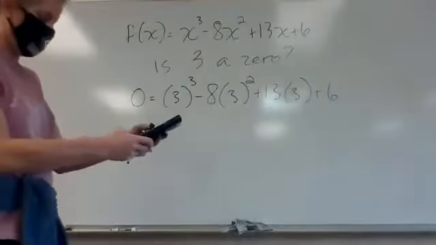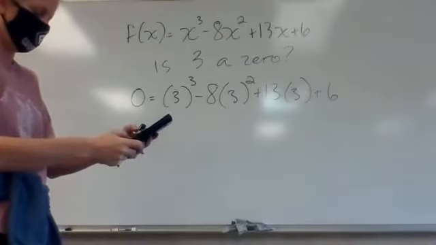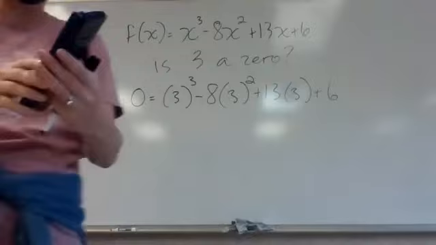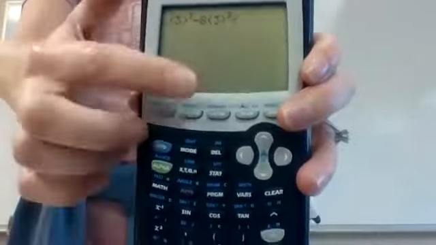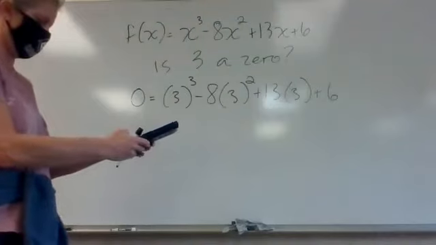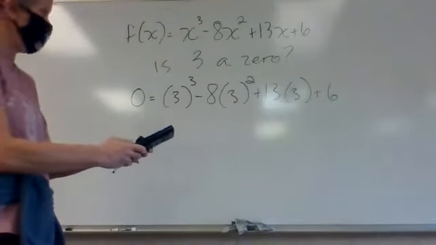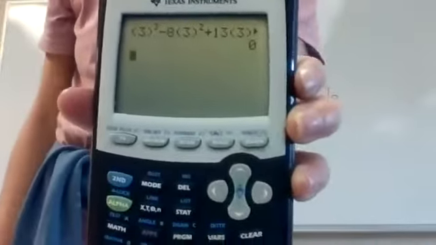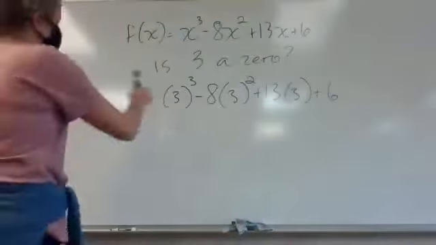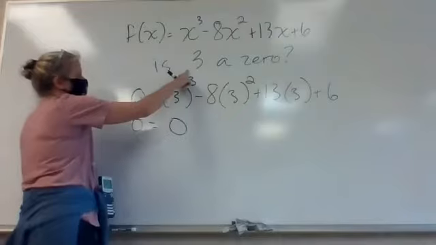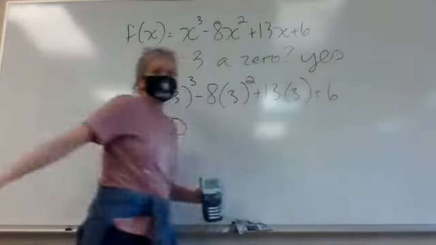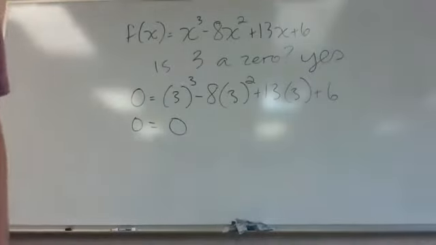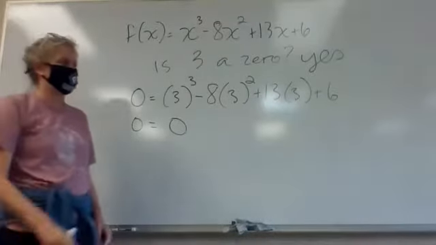So 3 to the third minus 8 times 3 squared. You can either use that same method or squared, remember, has its own button. And the nice thing about it is once you hit the squared, it automatically goes back down. Plus 13 times 3. Plus 6, and hit enter. And if it gives you a 0, like this one does, right? When I plugged all that in, it did give me 0, which means, yes, 3 is a 0 of that function, or in other words, it crosses the x-axis at 3.